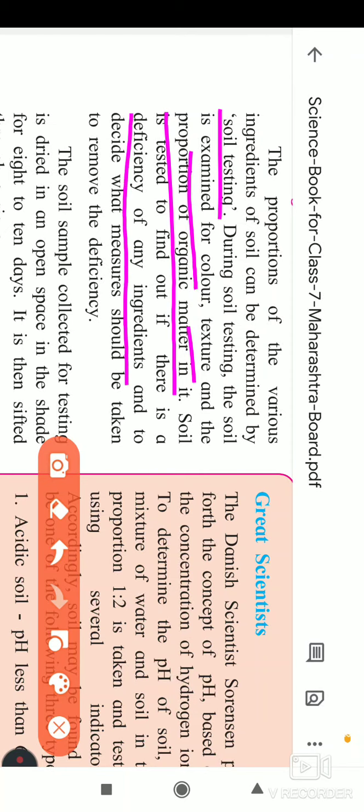Sometimes soil becomes acidic, sometimes it becomes basic, and in that type of soil the plants do not grow in the proper way. If it is acidic, you add some bases to it. If it is basic, add some acidic powder to it, and due to this the soil becomes neutral, and neutral soil is good for the growth of plants. Measures should be taken to remove the deficiency.